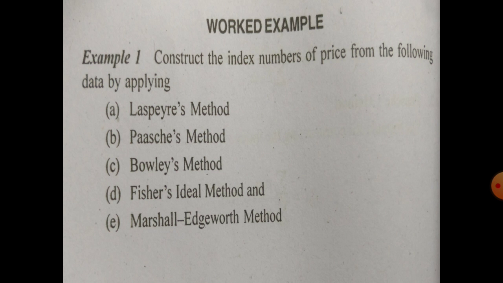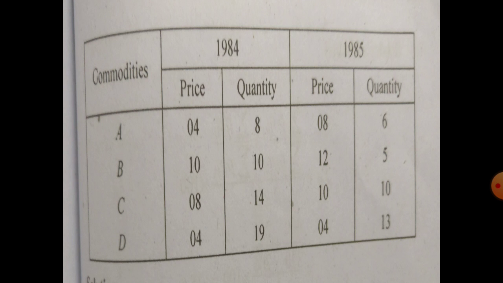Construct the index numbers of price from the following data by applying the 5 methods. This is a very important 10 mark question, so listen carefully. This is the simplest one. You only have to calculate the values of P0 Q0, P0 Q1, P1 Q0 and P1 Q1. Then we substitute in the formula, and we get the answer. The problem is given, the commodities are given, and 1984 and 1985 are given. 1984 is your base year. 1985 is your current year.